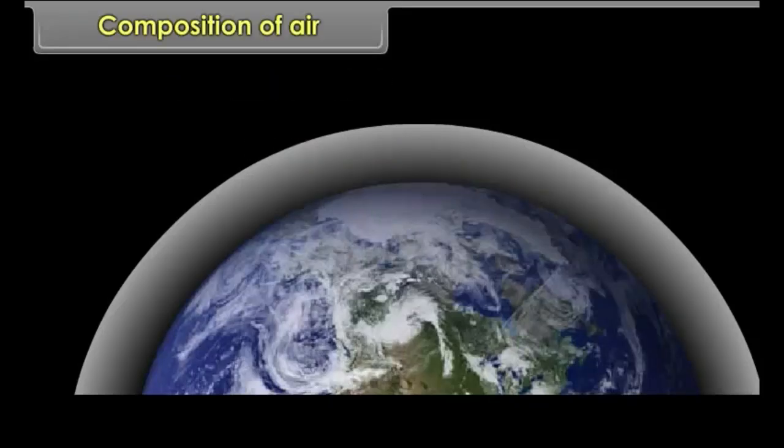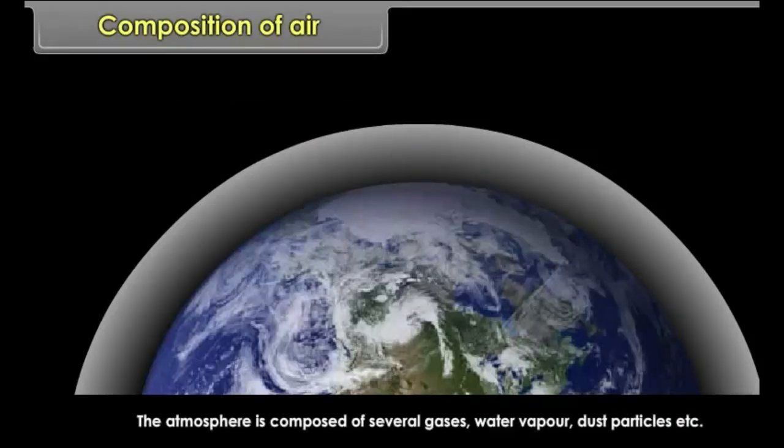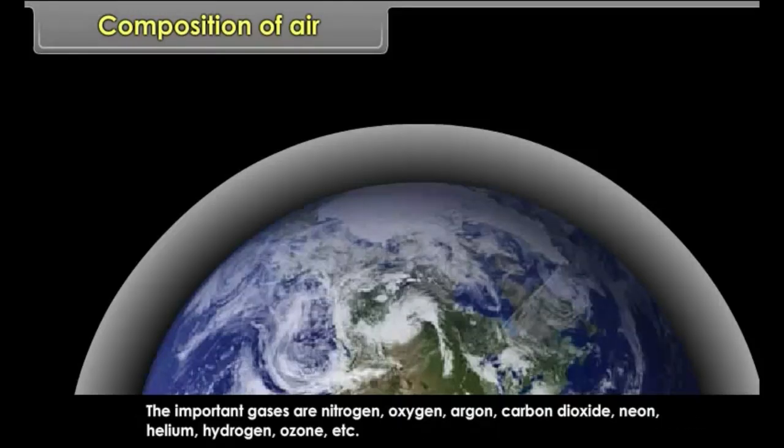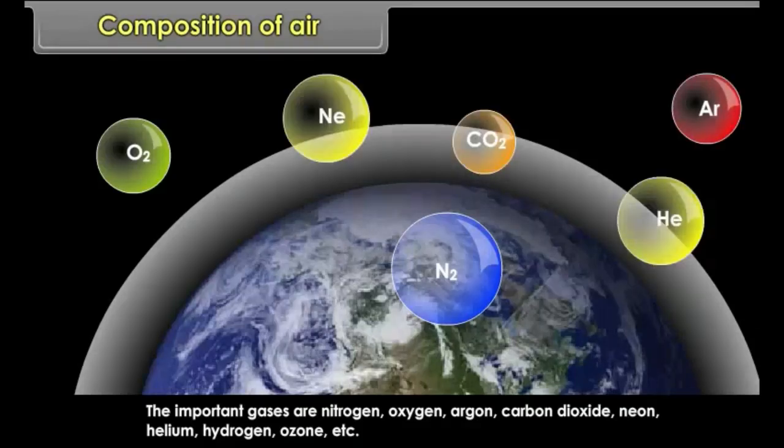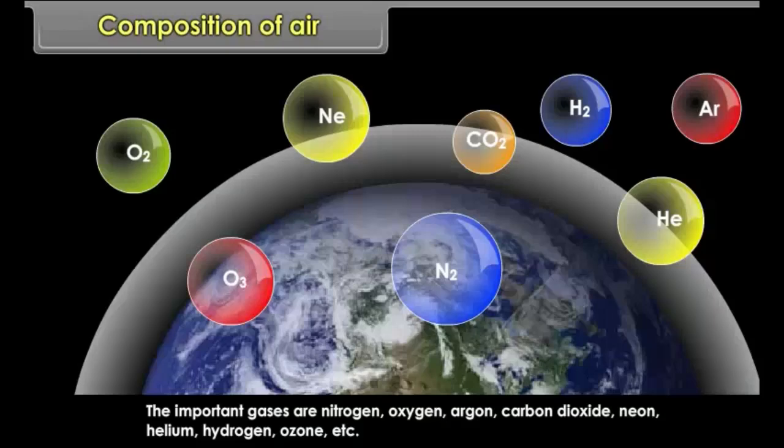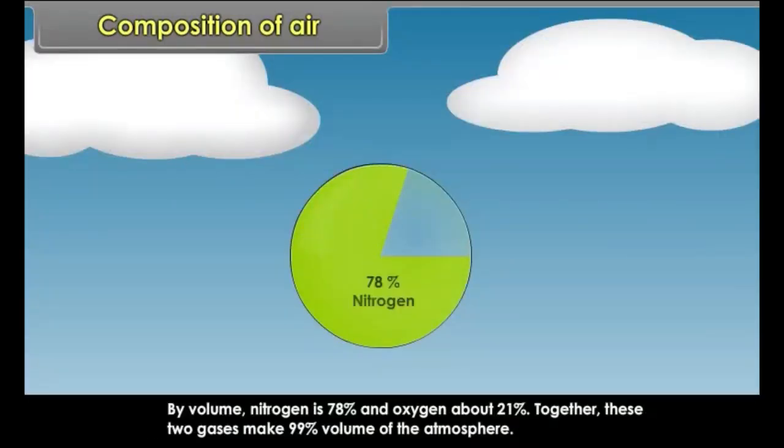Composition of air. The atmosphere is composed of several gases, water vapor, dust particles, etc. The important gases are nitrogen, oxygen, argon, carbon dioxide, neon, helium, hydrogen, ozone, etc. By volume, nitrogen is 78% and oxygen about 21%. Together, these two gases make 99% volume of the atmosphere.